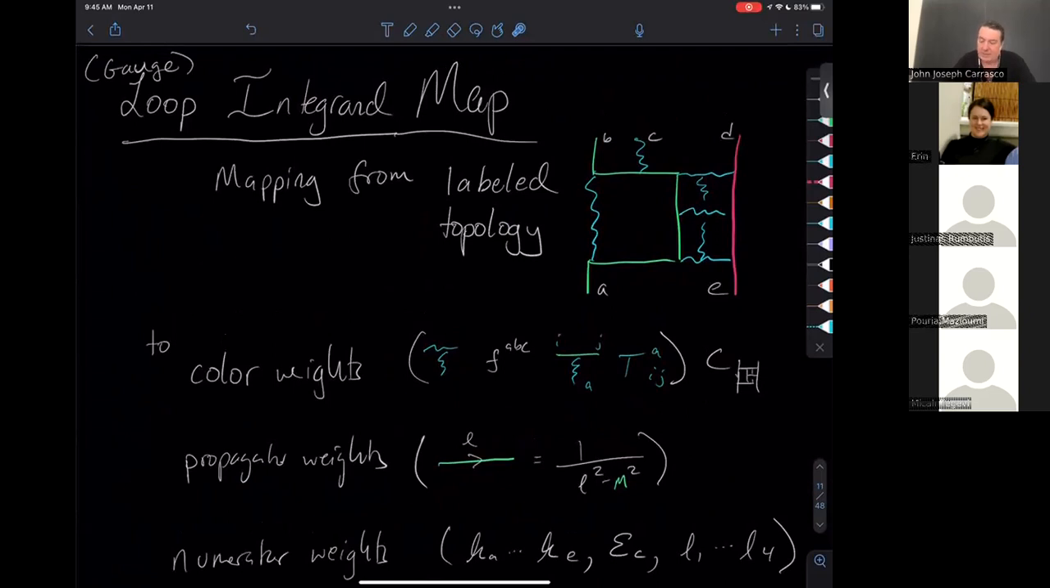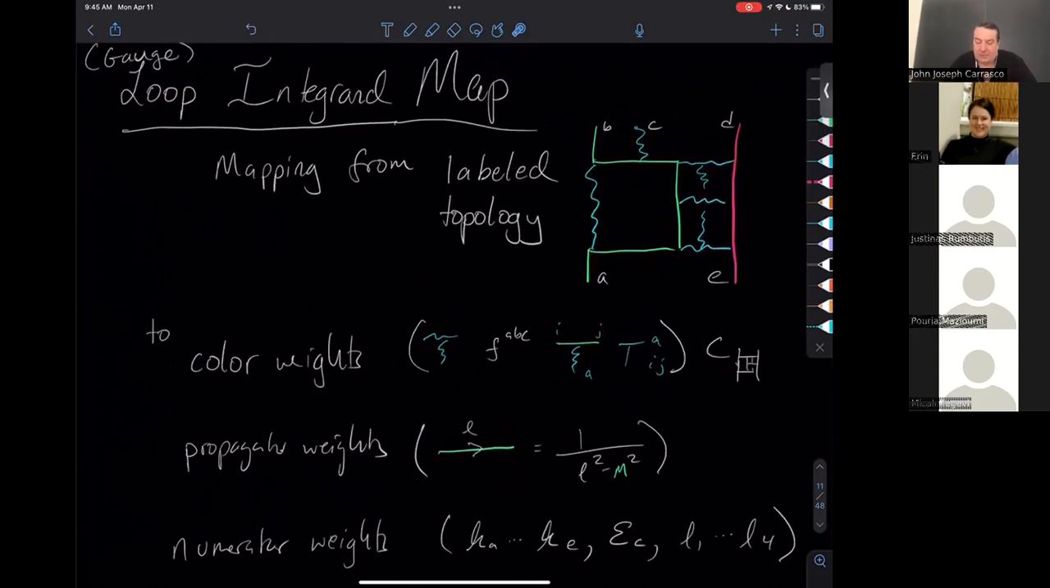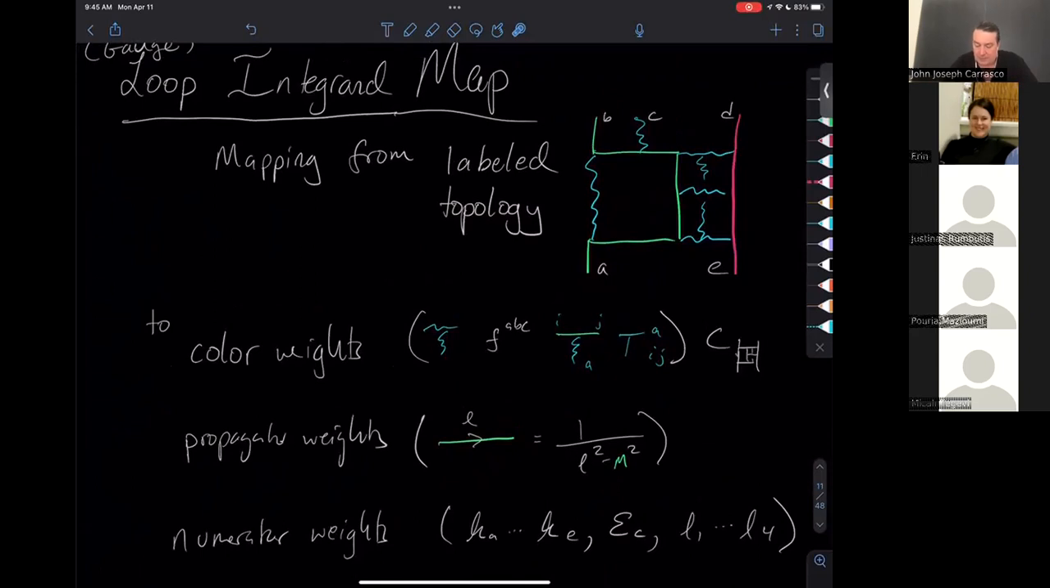And I guess probably the conceit is these green guys and these red guys are going to be massive, and these blue guys are going to be massless. All right. But what we want is some mapping from a labeled topology, some labeled graph that encodes structure, to color weights. So either our standard adjoint, for stuff that tends to be massless in the adjoint, to arbitrary color weights, for whatever representation things are in our theory. So we're going to have some map to color weights, some map to propagator weights, and some map to kinematic numerator weights. And this is, of course, the numerator weights that we like to talk about in a color-dual conference. This is going to care about momentum and polarizations and the such.